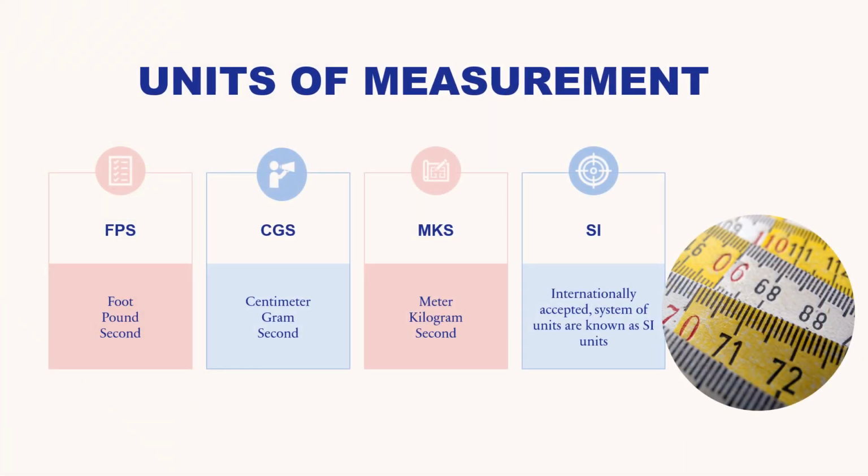For units of measurements, there are basically four most important systems. The first is FPS, which means foot, pound, and second. CGS: centimeter, gram, and second. MKS: meter, kilogram, and second. And SI, the internationally accepted system of units, known as SI units. As you can see on your screens, foot is also a measurement used to measure the length of something. Same as centimeter and meter, and all these are interconvertible.